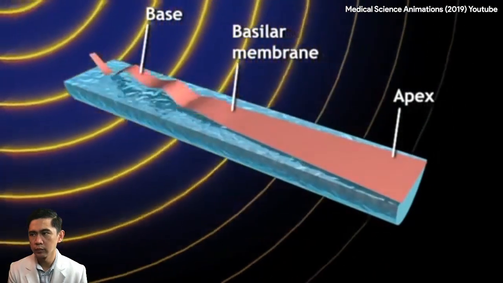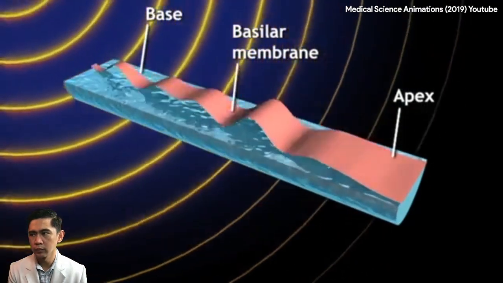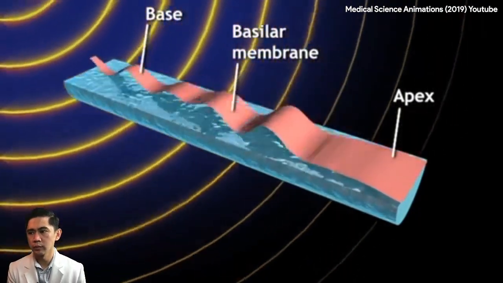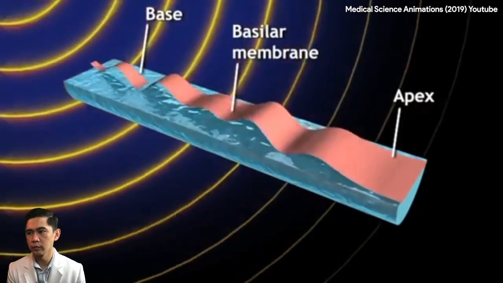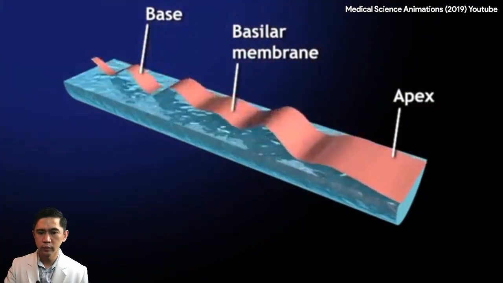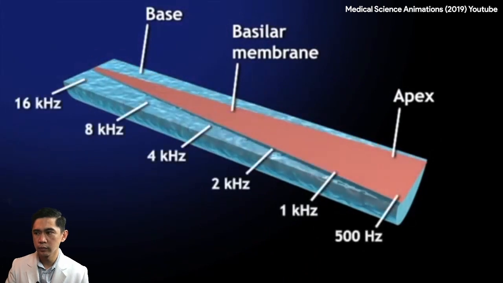Now notice the difference in the traveling wave generated by a low-frequency sound. This generates a wave that travels all the way up to the floppy apex of the membrane before the energy is dissipated. These vibrations in the different parts of the basilar membrane establish a place code for sound frequency. This is because different locations on the membrane are maximally deformed at different frequencies. This mechanism is responsible for neural encoding of pitch.